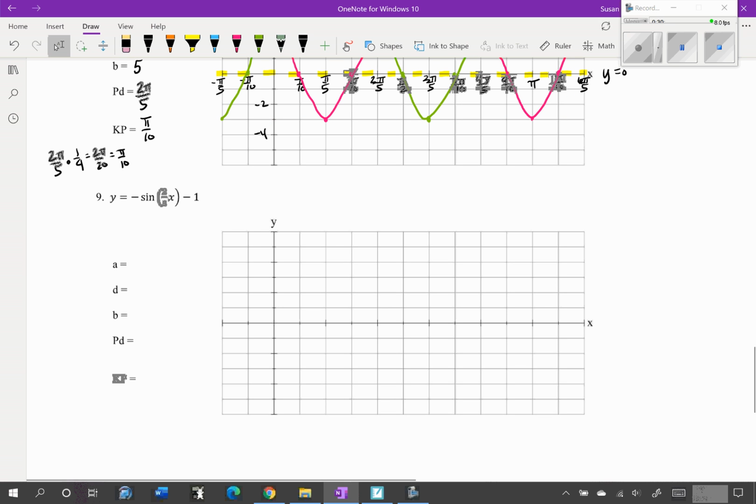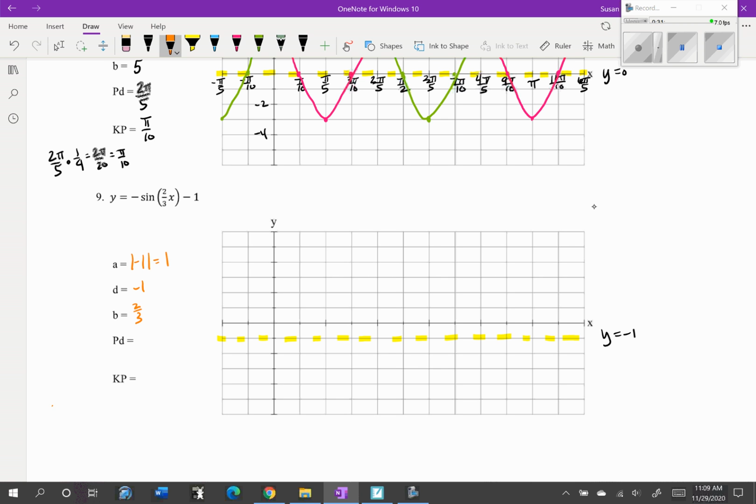So let's go ahead and look at the next one. So for this one, we have our a value, which is -1. So the opposite value of -1 is just 1. So the amplitude is 1. The d value is -1. So that means we're going to move our midline to y equals -1. And our b value is 2/3.